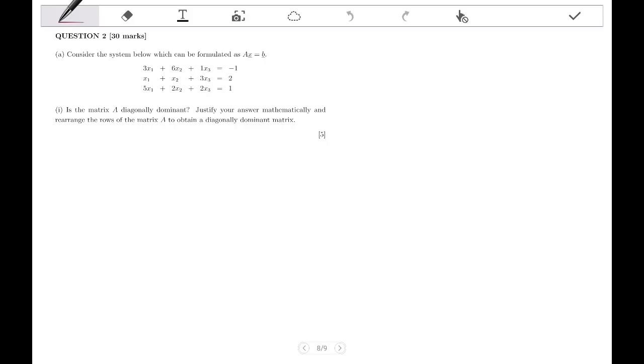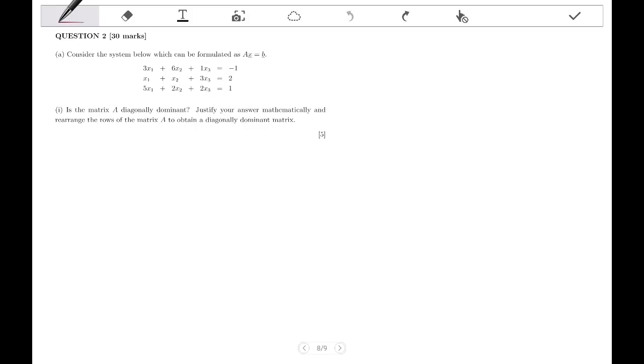And then let's check the question. Is the matrix A diagonally dominant? Justify your answer mathematically and rearrange the rows of matrix A to obtain the diagonally dominant matrix. So don't go far. If you want to check whether the matrix is diagonally dominant or not, just check this.